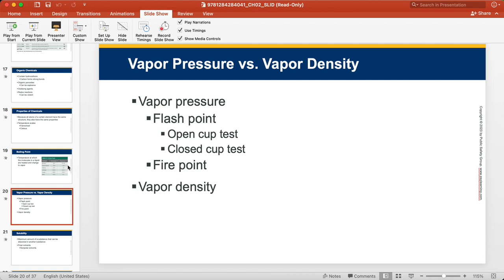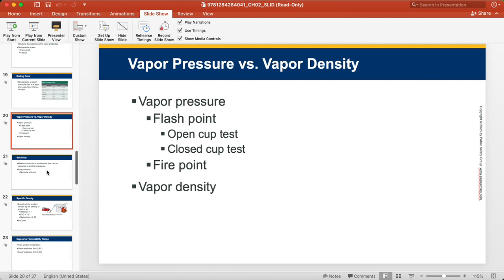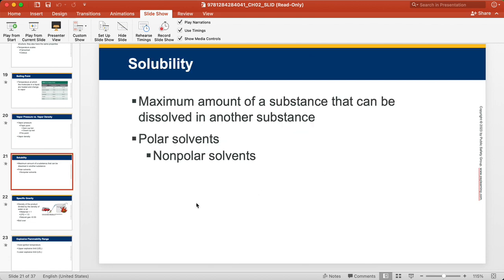Vapor density is the density of the vapor or the gas as it is compared to air, which is 1. And it'll come up in the next couple of slides. We'll talk about it more. Solubility. Solubility is the ability to mix chemicals together.